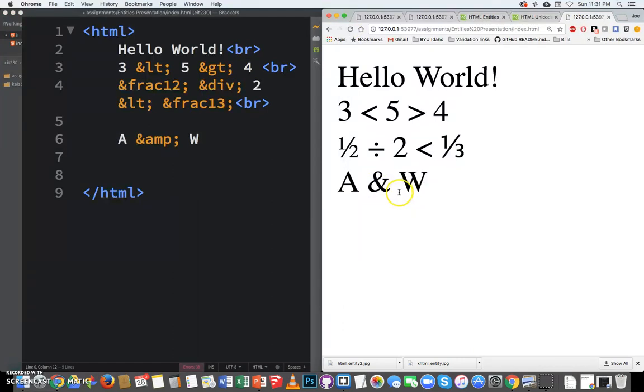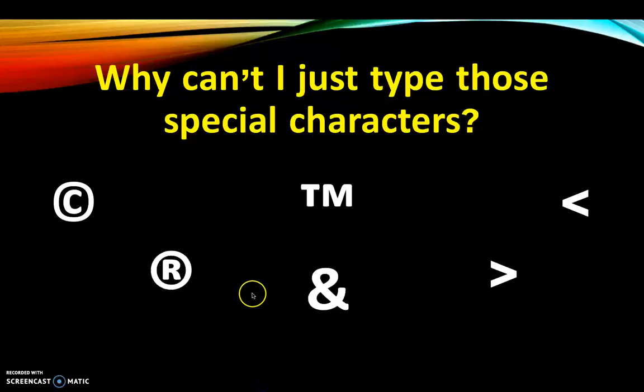And there's our A&W. Now, as I mentioned before, there are hundreds of different entities to use. Our opening and closing brackets for HTML tags are some of the most popular, the ampersand. But there are some characters that you won't even find on your keyboard.